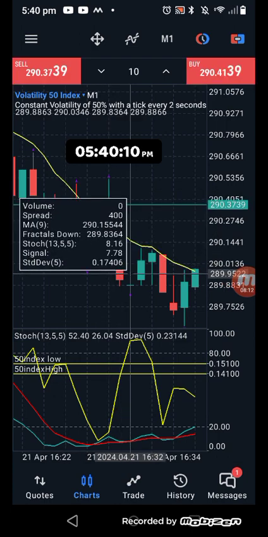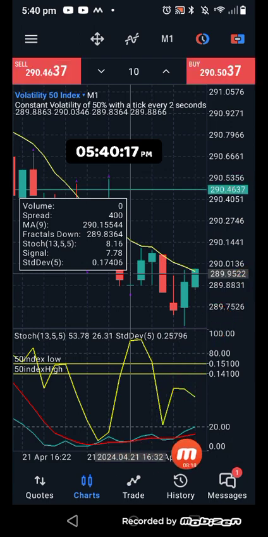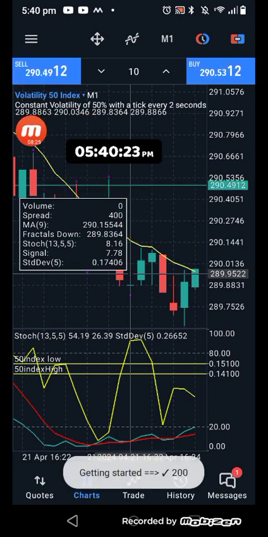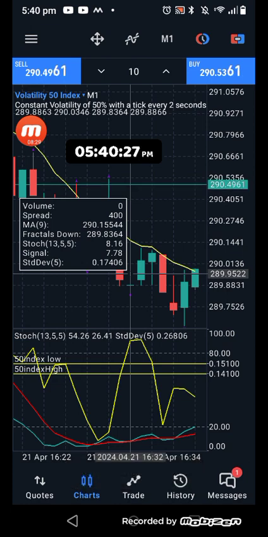So this is the time. If you look at the bottom here, you will see 16:32, right? Let's go and look at the open. The open here is 289.88863. It's not the same.